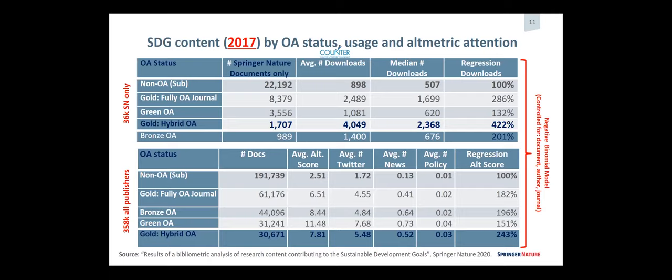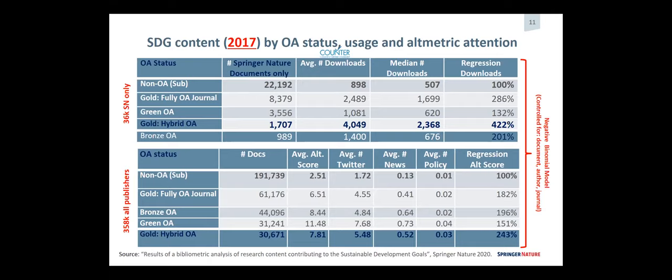The lower part of the slide contains results for the altmetric attention analysis. Here we looked at items from all publishers, so some 358,000 articles. Perhaps not surprisingly, again, hybrid performed best, receiving significantly more altmetric attention than subscription content. A model predicted a 243% higher altmetric score for hybrid.